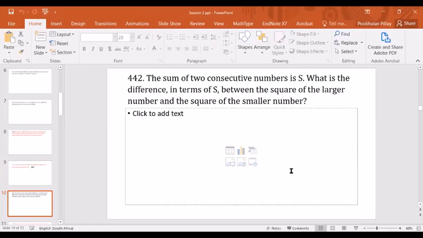Okay, next one says the sum of two consecutive numbers is S. What is the difference in terms of S between the square of the larger number and the square of the smaller number? So what do we have here? You've got the sum of two consecutive numbers. So let's give names to the consecutive numbers. Now you don't know what they are, so we can't say that they are 15 and 16, for instance. You must put mathematics into it, and you must just give symbols to them. So you'll say let n and n plus 1, since consecutive numbers differ by 1, be the numbers, right?